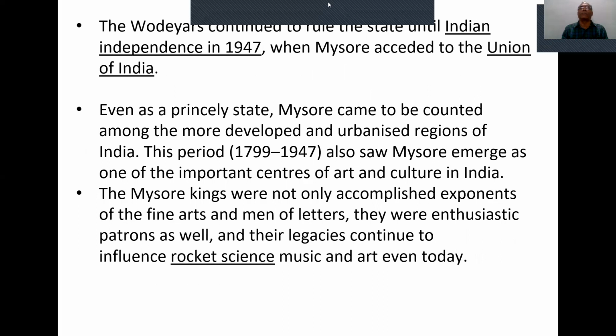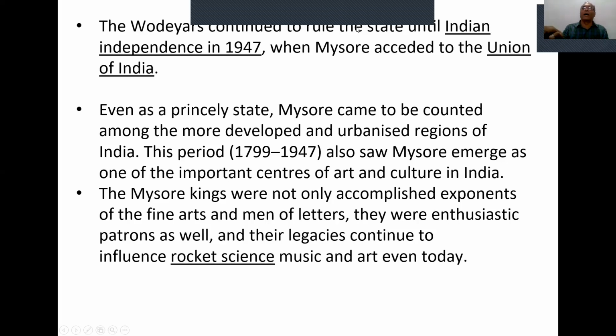The Wadiyars continued to rule the state until Indian independence in 1947, when Mysore acceded to the Union of India. Even as a princely state, Mysore came to be counted among the more developed urbanized regions of India. This period, from 1799 to 1947, also saw Mysore emerge as one of the important centers of art and culture in India. So this is an observation that we can make on Mysore for the period 1799 to 1947. The Mysore kings were not only men of letters, they were enthusiastic patrons, and their legacies continue to influence rocket science, music and art even today.